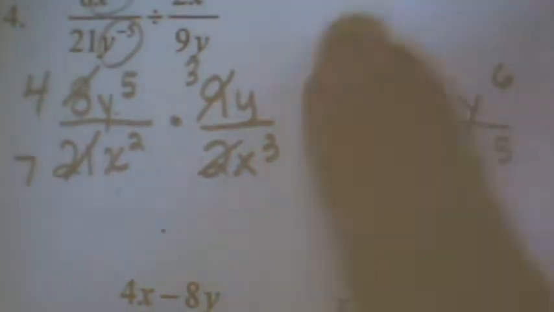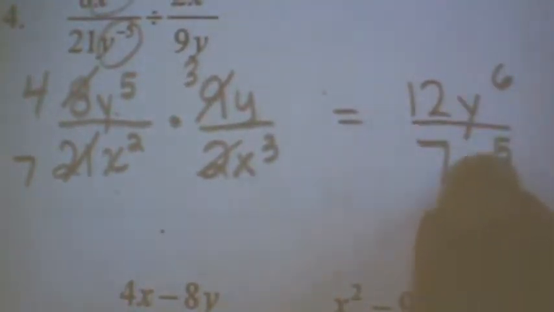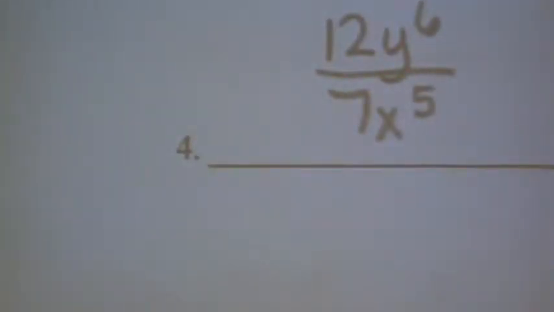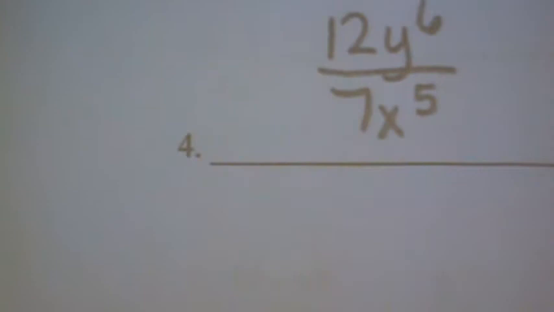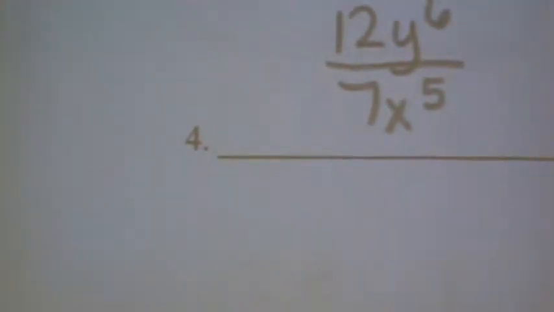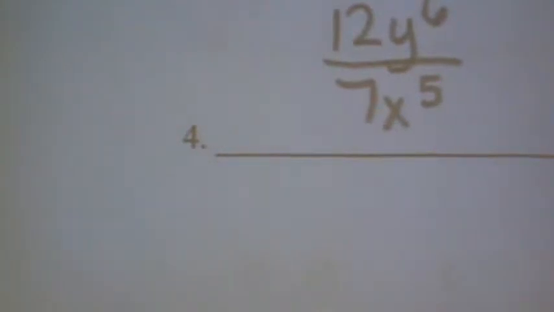Now, I'll do a double check. Is there anything I can cross out? No. Done. So the answer is 12 y to the sixth over 7x to the fifth. You didn't want the restrictions. No, only 1 through 3. So far, okay? Okay, next one.